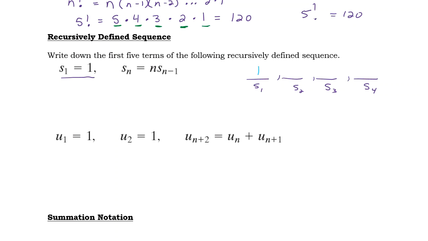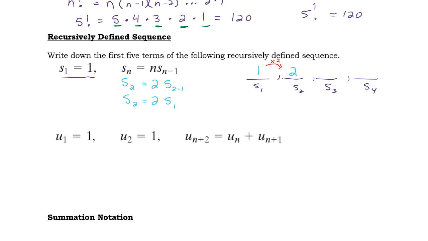Now what's my second term? Okay, let's look at this formula. Let's let n be 2. So I'm going to put 2 in where these n's are. 2, and then s sub 2 minus 1. So in other words, s sub 2 equals 2 times s sub 1. So what that's telling you is you have to take s sub 1 and multiply it by 2 to get s sub 2. So that's going to be 2.